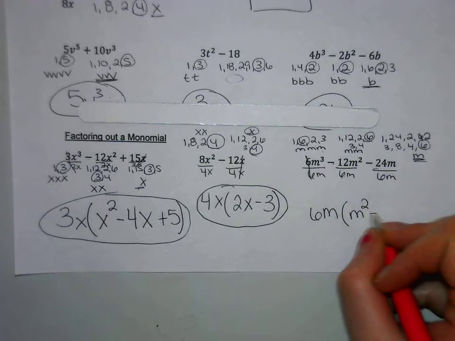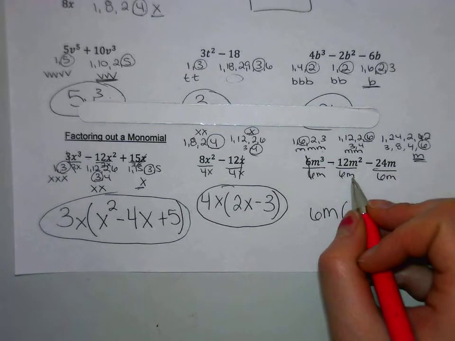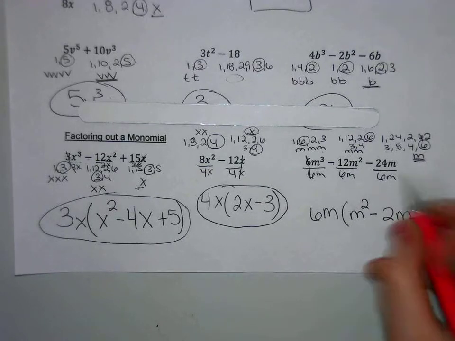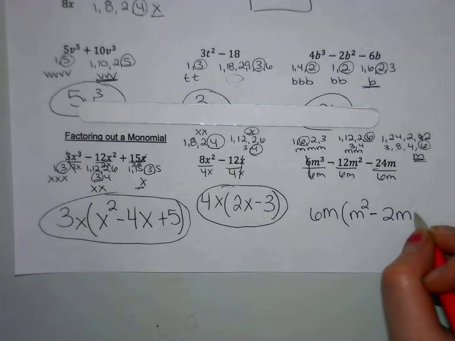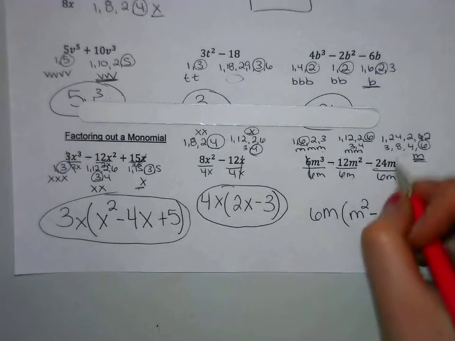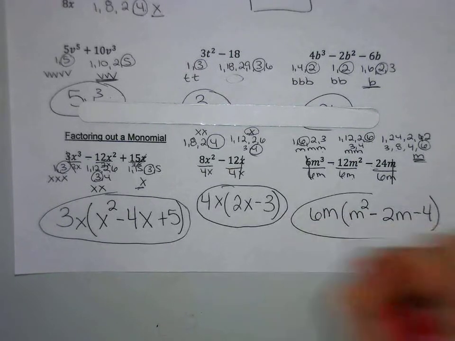Negative 12 divided by 6 is a negative 2. m squared divided by m, we're left with 1. Negative 24 divided by 6 is a negative 4. m's cancel out. We're left with this.